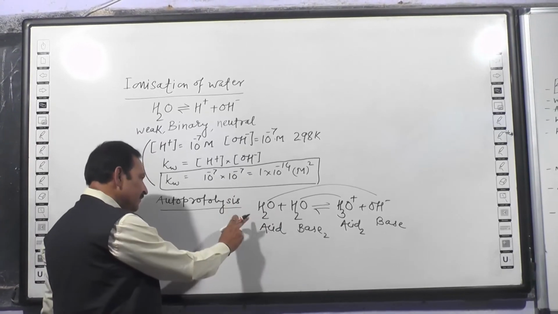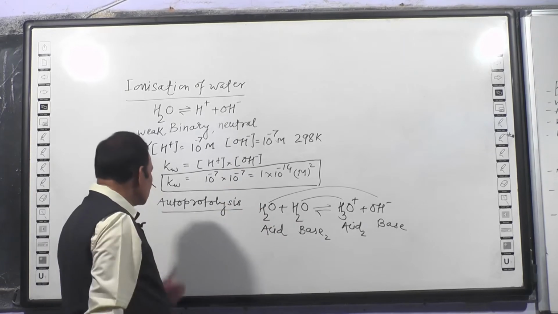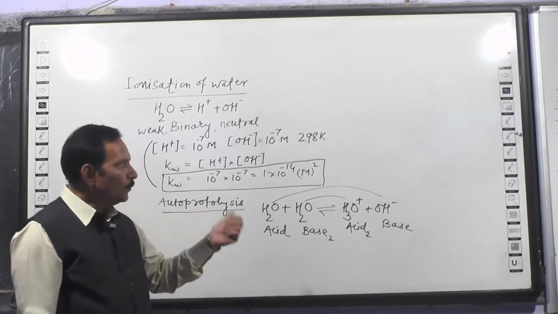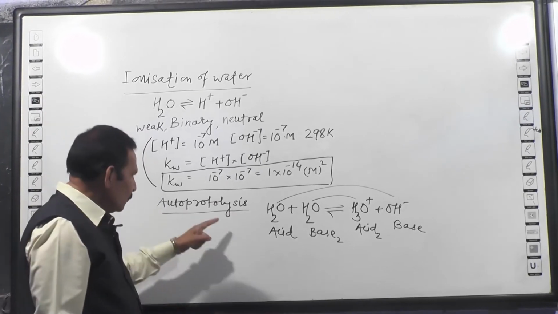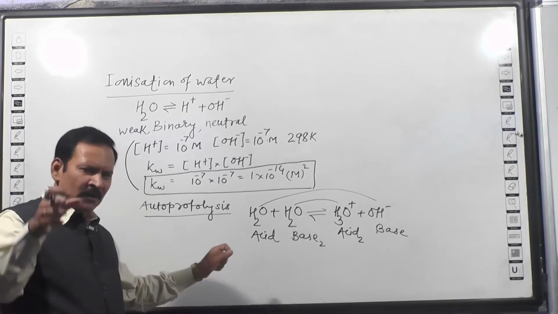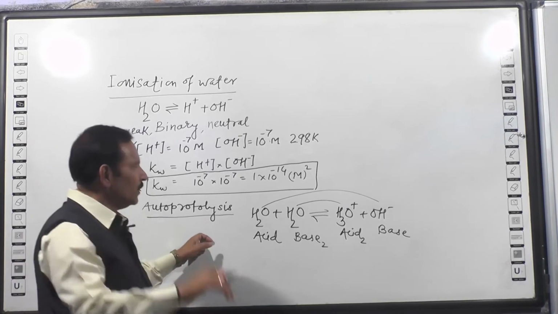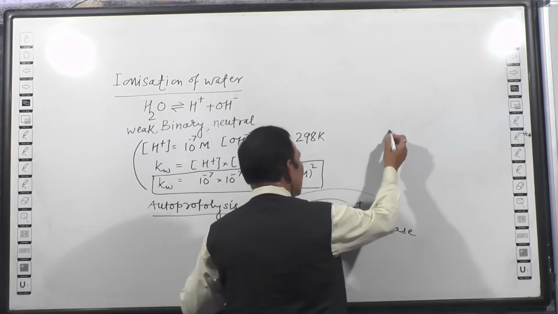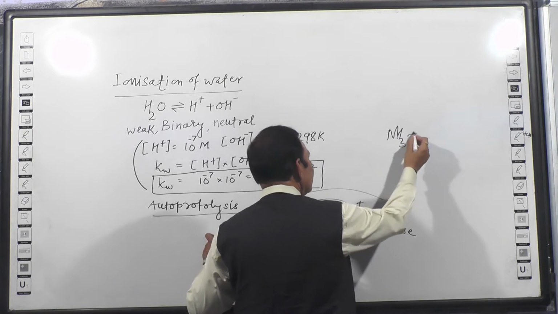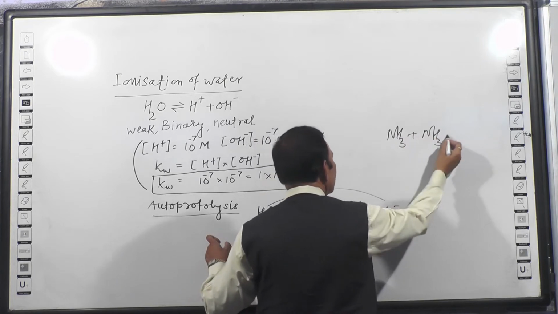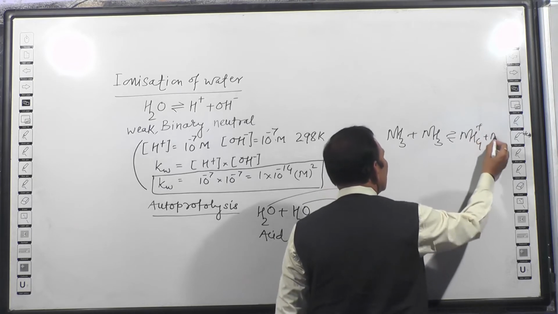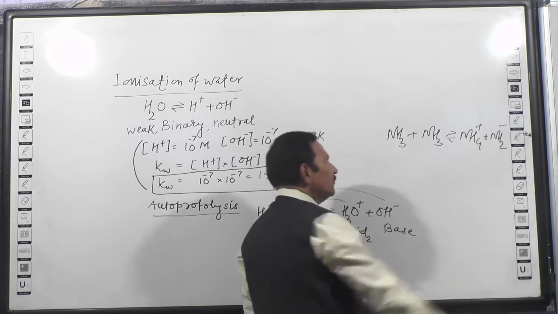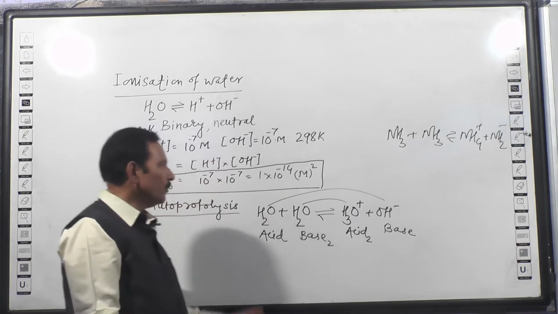Water itself is capable of producing protons, and therefore there is autoprotolysis of water taking place. Such autoprotolysis also occurs in some non-aqueous solvents. For example, NH3 plus NH3, in this also autoprotolysis is taking place. One species giving you NH4 plus and another species giving you NH2 minus. So this is the concept of autoprotolysis.